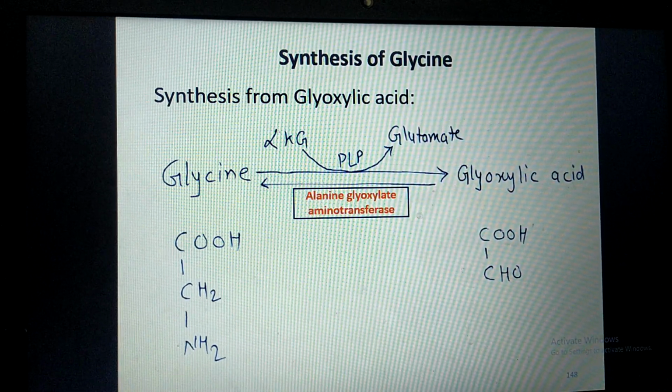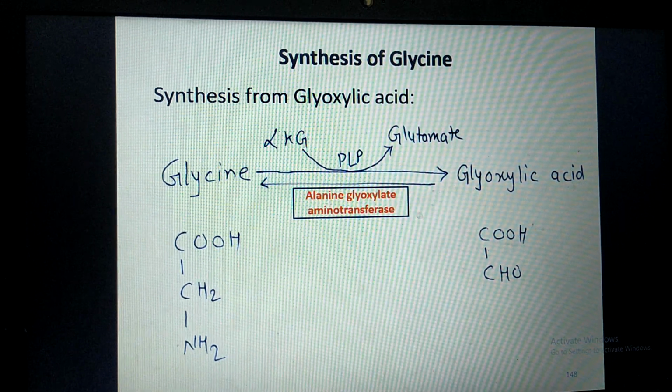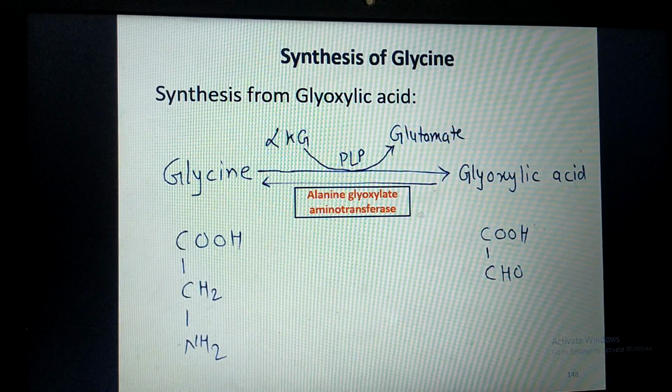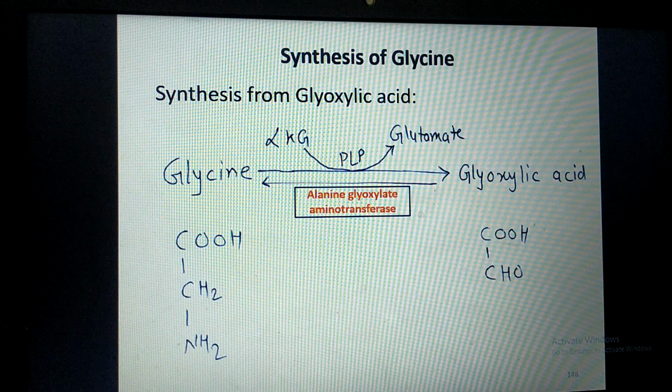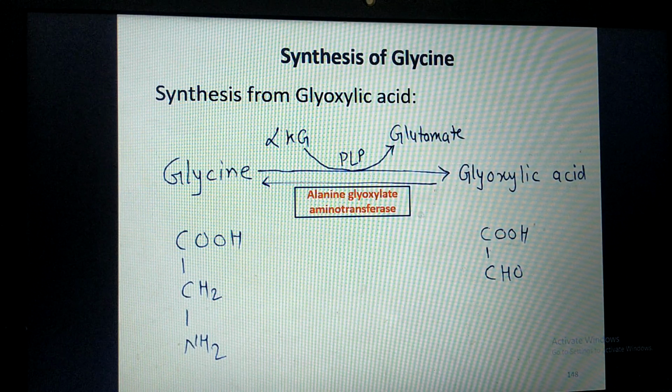The next method is synthesis of glycine from glyoxylic acid. This reaction is also a reversible reaction. In this reaction, glycine is converted into glyoxylic acid during catabolism, but during synthesis this glyoxylic acid is converted into glycine. The enzyme is alanine glyoxylate aminotransferase. Basically, glyoxylic acid is a keto acid. Here it combines with glutamic acid.